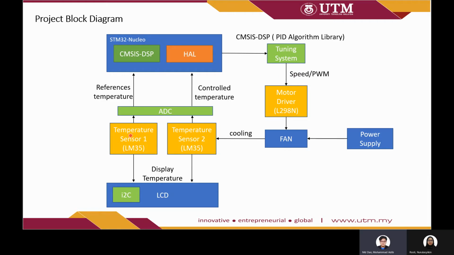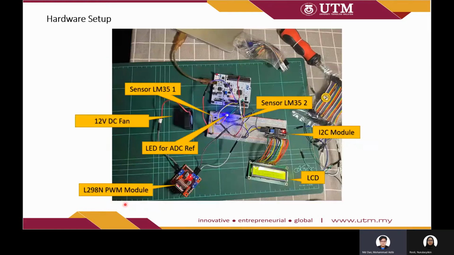At the same time, our temperature will also be printed on the LCD. Both the reference temperature and the control temperature using PID will be printed on the LCD using the I squared C interface. For the hardware setup, Shiken will explain this.